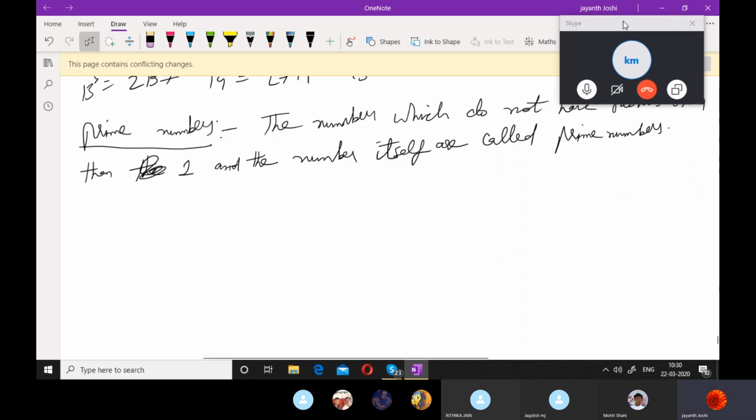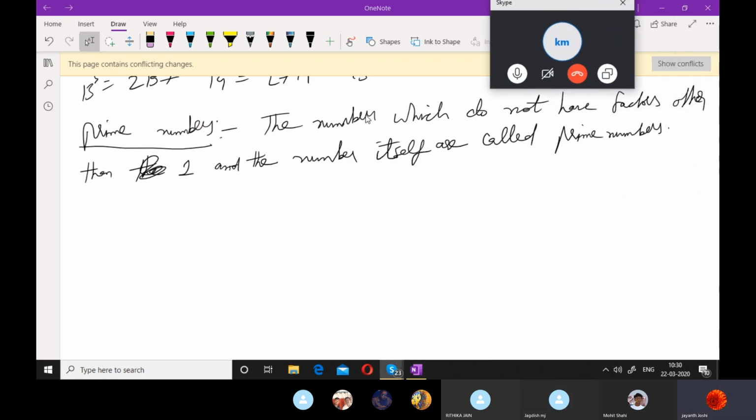Okay. So let me give you some example of prime numbers, the numbers which do not have factors other than 1 and the number itself. Suppose 2. What are the factors of 2? 2 and 1. Do you have any other factors of 2 except this? No. So this is a prime number.